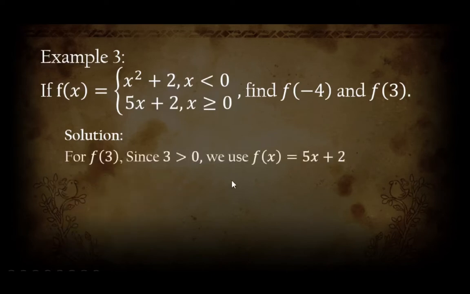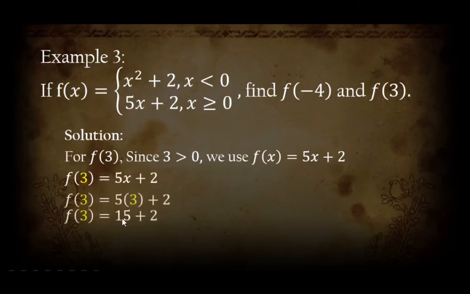Also, we have f of positive 3. Since 3, we all know, ay mas malaki kay 0, 3 is greater than 0, we use f of x equals 5x plus 2. Then, since f of 3, ipa-plug in natin yan dito sa babang equation. So, magiging 5 times 3 siya, plus 2. Then, we simplify this. 5 times 3, that is 15, plus 2. Then, the final output is 17. If you have input 3, we all know 3 is greater than 0. Ito yung gagamitin mo, at ang kanyang magiging output ay 17.